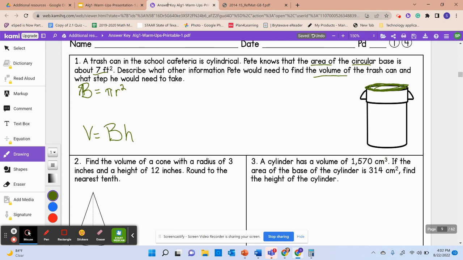Well, they said that that is equal to about 7 foot. So that puts it in right there. So we know that the volume is equal to 7 foot times, what do you need? You need the height. So what we would need, Pete would need to know the height.